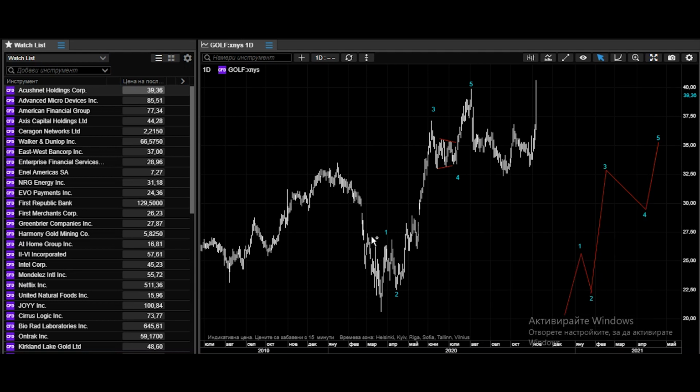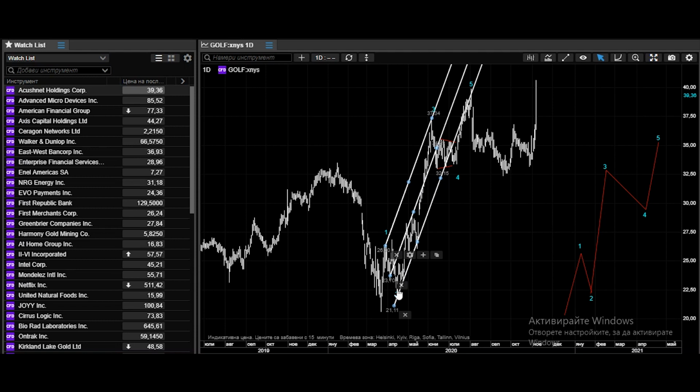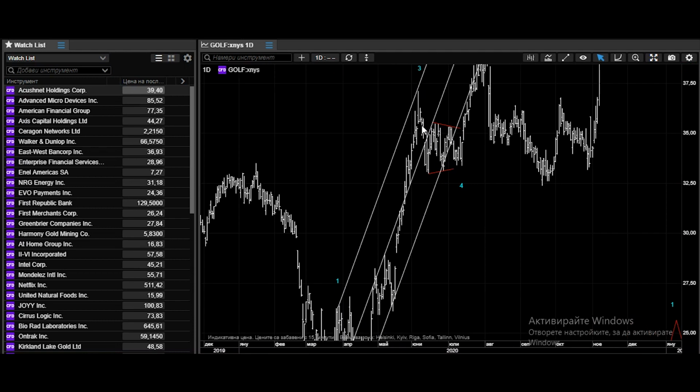The next thing we do is draw the acceleration channel. How can we do this? We do it by drawing the channel starting from the end of wave 1 through the end of wave 3 and parallel through the end of wave 2. What does this channel show us? When the price breaks and goes beyond the outline of the channel, it's a sign that the movement that has formed is our fourth wave.